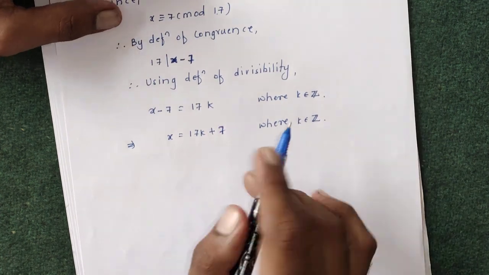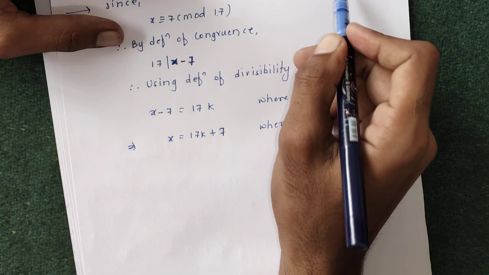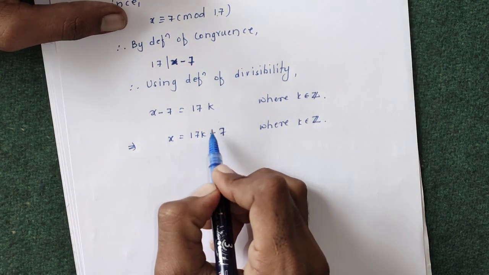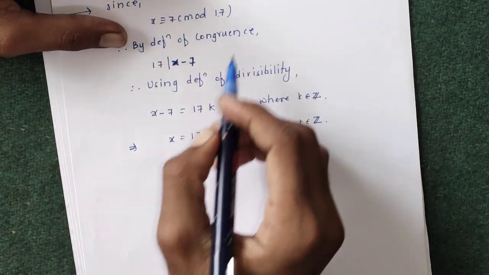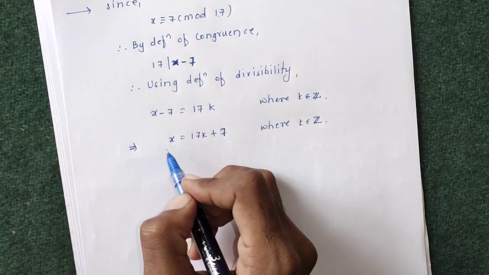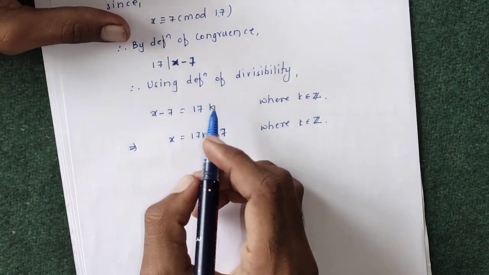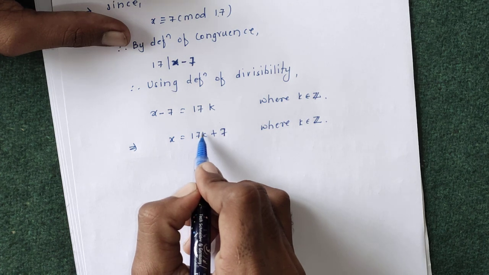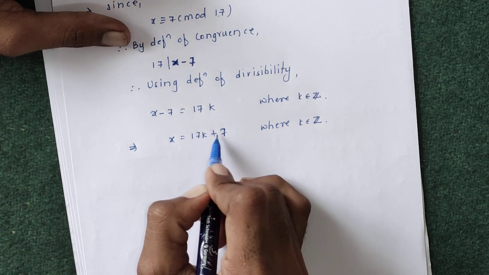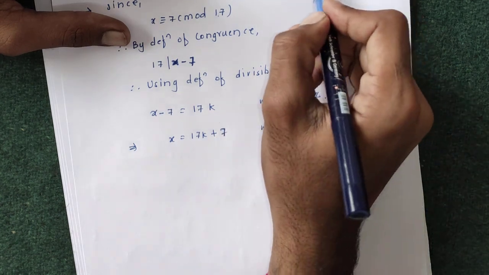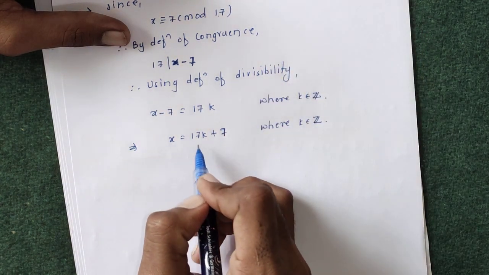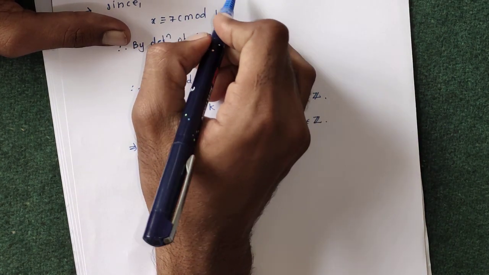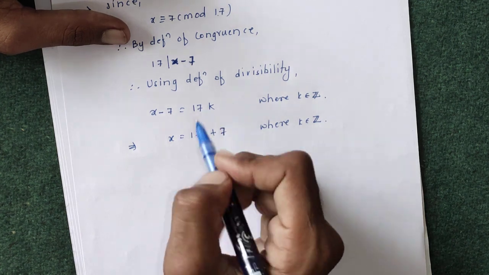To find the integers between 1 and 100, x must satisfy this congruence, that is, x must be of this form. If we take k equal to 0, then we get 17 times 0 is 0, plus 7 is 7. So 7 is between 1 and 100, so we get x equal to 7, and it satisfies the congruence. 7 is congruent to 7 modulo 17, since 17 divides 7 minus 7, which is 0. So we get the first number as 7.